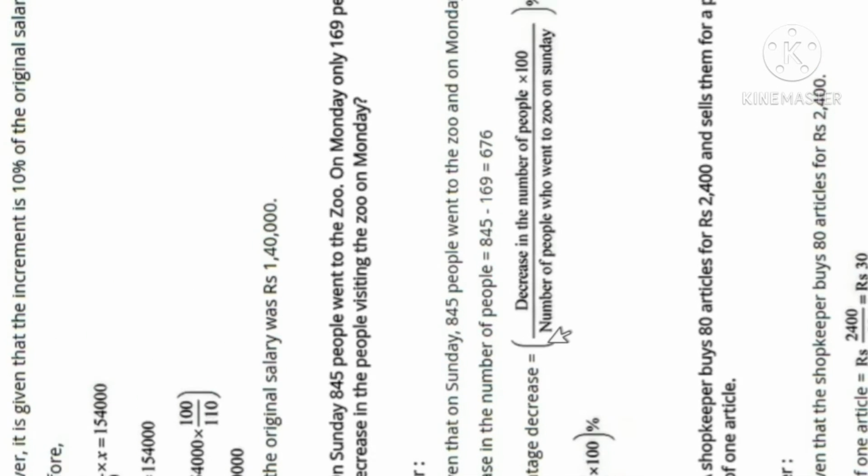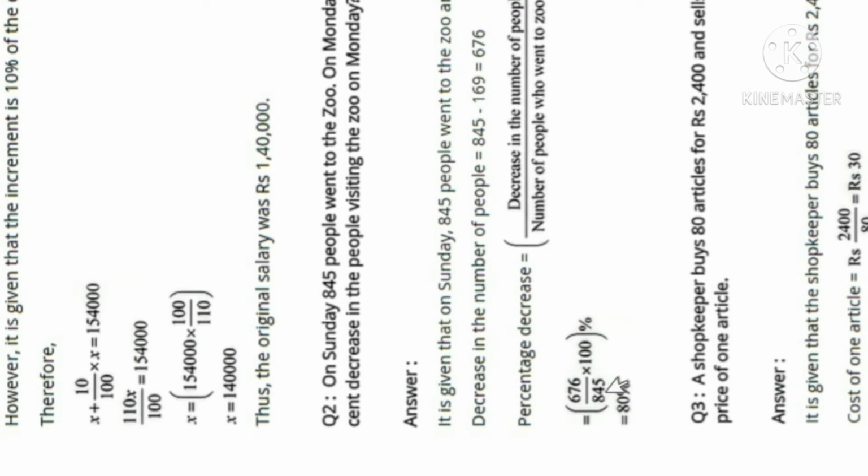Now percentage decrease equals, we will write down the fraction first, multiplied by 100. So the total number of people who went to the zoo on Sunday, and up will come the decrease in the number of people. So equal to 676 upon 845 into 100. So you will cut the numbers by 5 table. So it will equal 80%, or otherwise multiply these two and divide by 845. You will get the answer 80%.